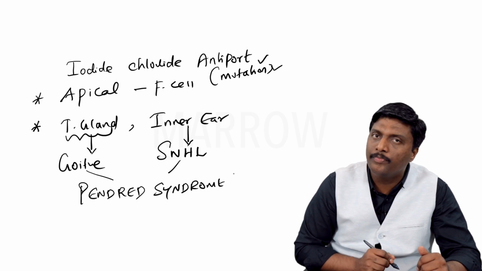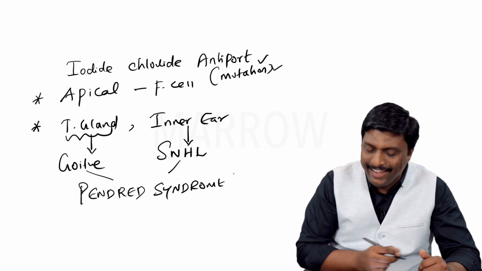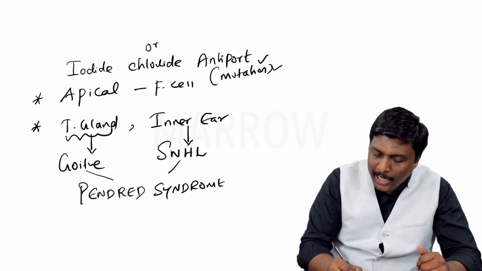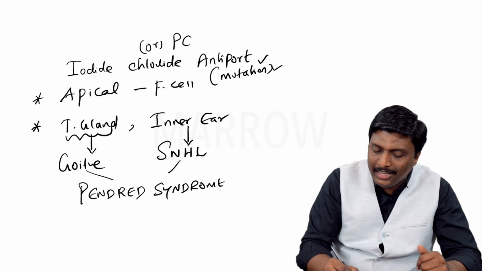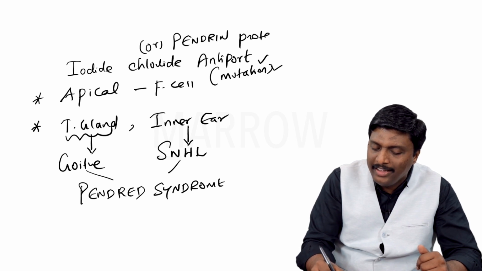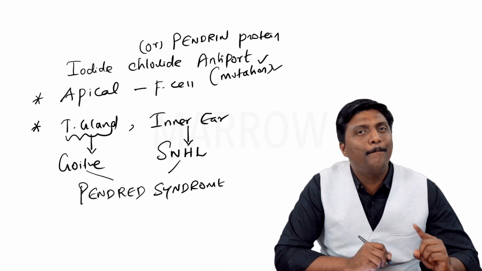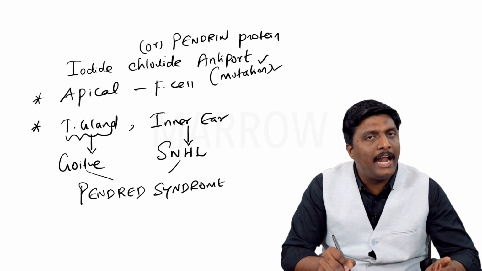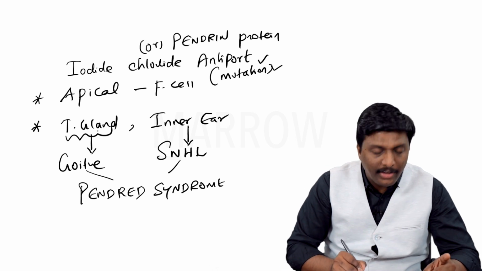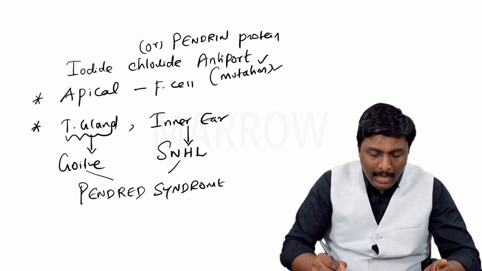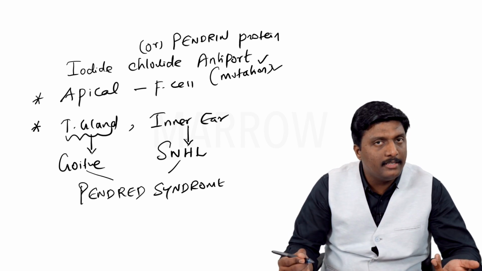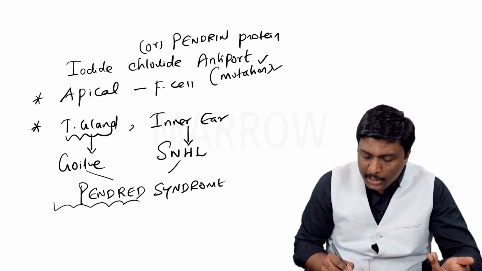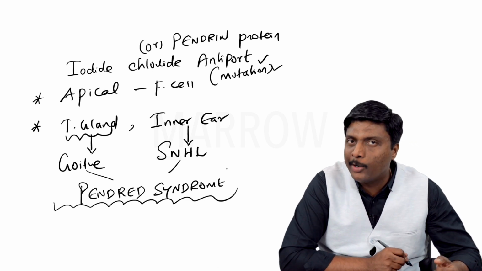Very important MCQ. Now let me tell you the physiology. The other name for this iodide chloride antiporter is our so-called pendrin protein. Most important MCQ. The other name for this channel protein is pendrin protein. Pendrin is also called iodide chloride antiporter. Present in the thyroid gland, pendrin mutation causes goiter. Present in the inner ear, pendrin mutation causes sensorineural hearing loss. That is why we call this important syndrome Pendred syndrome.